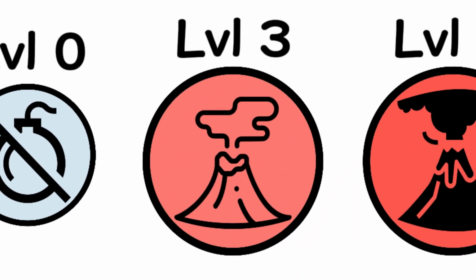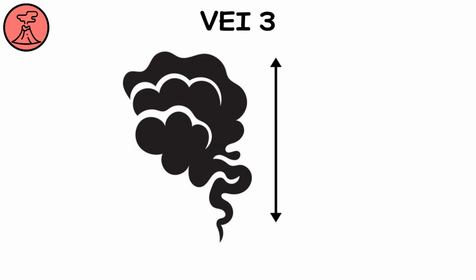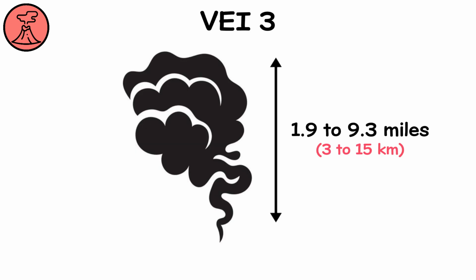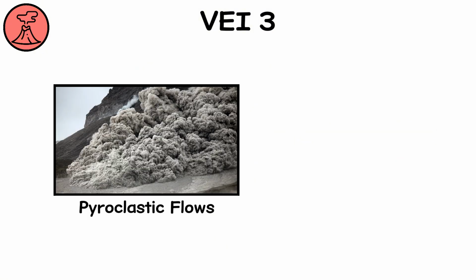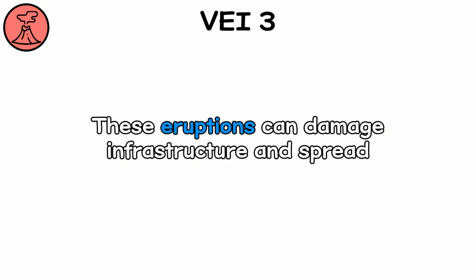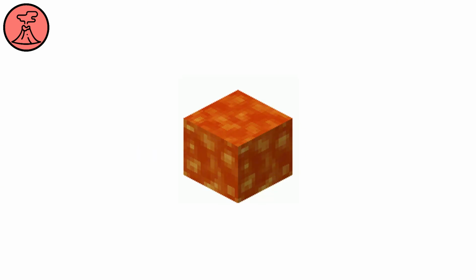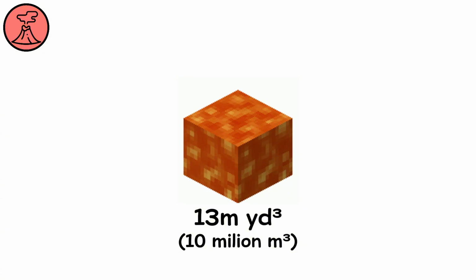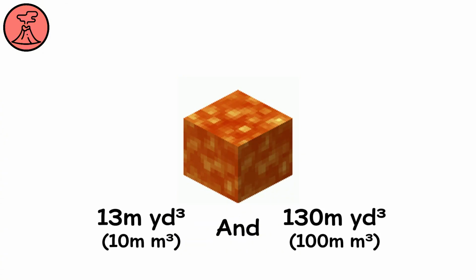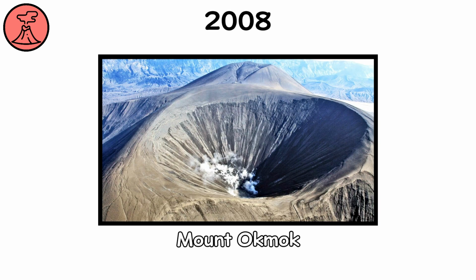Level 3. Severe eruption. VEI-3 eruptions are significantly more powerful. Ash plumes can rise between 1.9 and 9.3 miles into the sky, often accompanied by pyroclastic flows or lava domes. These eruptions can damage infrastructure and spread ash over hundreds of miles. The volume of ejected material is between 13 and 130 million cubic yards. An example is the 2008 eruption of Mount Okmok in Alaska.